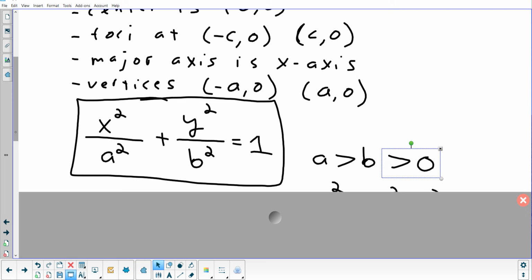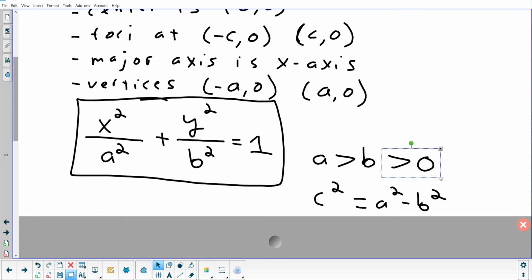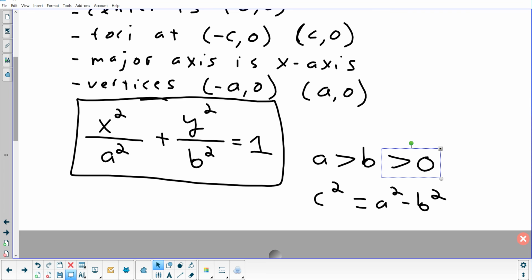And a lot of times, out of the 3 letters, the A, the B, and the C, you're only going to know 2 of them. There's a formula you can use that connects them, and as long as you know 2, you can solve for the third one. And that formula is C squared equals A squared minus B squared. So C squared equals A squared minus B squared.